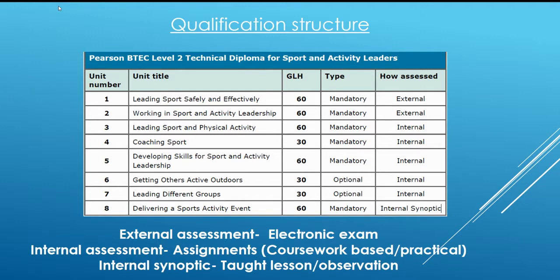When we get down to Unit 6 or 7, the unit that we have previously picked is Getting Others Active Outdoors, which is all to do with adventure education. And then lastly, Unit 8 is delivering a sports activity event. Now, this is usually done to the younger years. And this is when we do it right at the end of the course, when you have learned all the skills needed to be a successful sports leader.